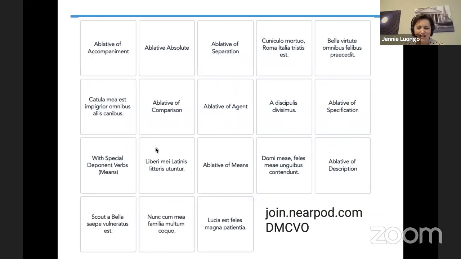As I mentioned, some of you said you needed more practice with the ablative. So we've set this up for you. It's all ready to go. You use it as you want.